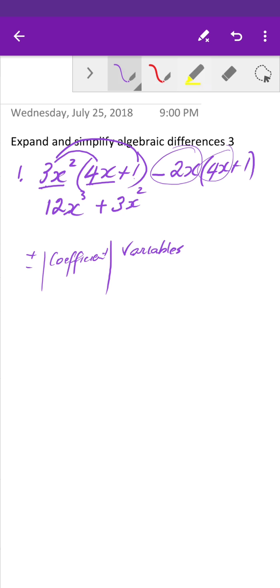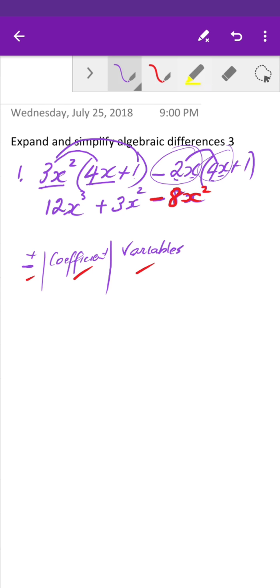A negative times a positive is a negative. 2 times 4 is 8, because 2x times 4x is 8, and the variables x times x becomes x squared. So the 3 parts are a negative times a positive is a negative, 2 4s are 8, and x times x is x squared. So that's the 3 parts that we're talking about.